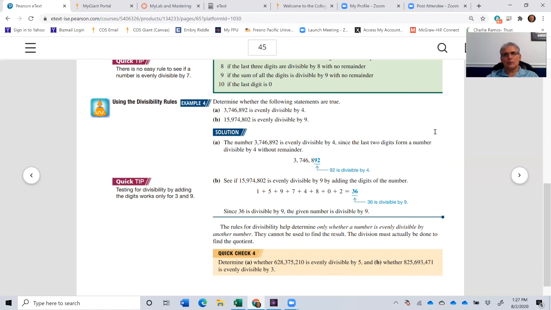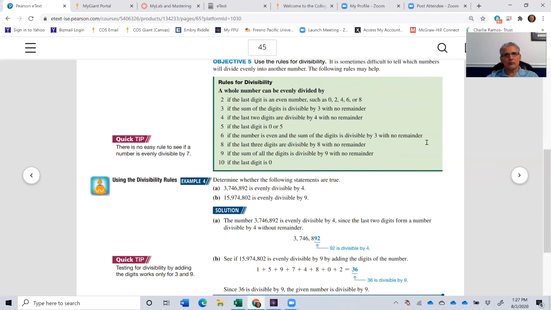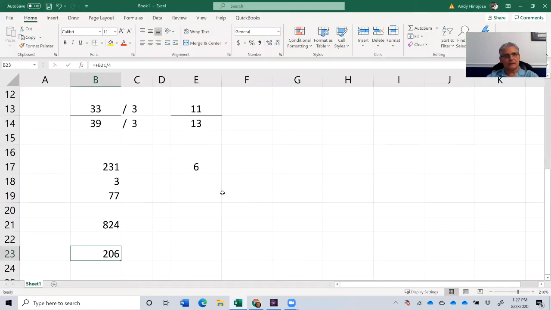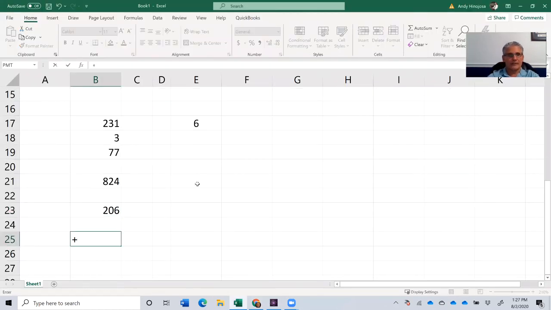Okay, the rule for 4. Let's go look at the rule of 4. The rule of 4 says if the last two digits are divisible by 4 with no remainder. Well, let's look at the last two digits. 92. The question becomes, is 92 divisible by 4? And the answer is yes. You want to check on that? Let's do that. 92 divided by 4, you get an even number of 23.